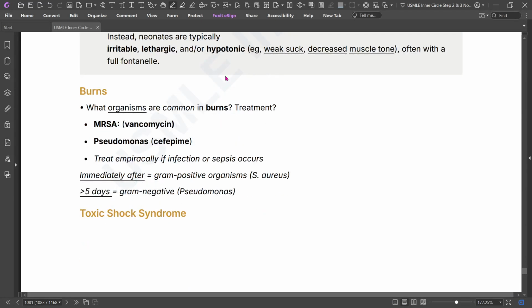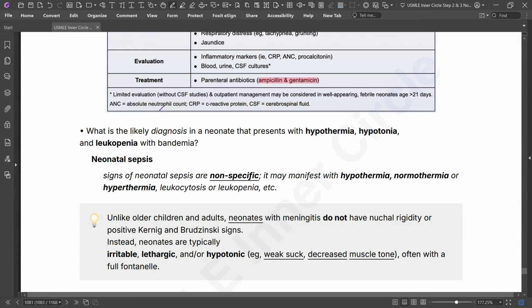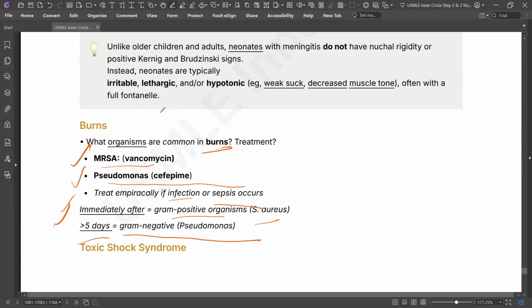Now, burns. What are the most common organisms for burns? MRSA, treat with vancomycin, and Pseudomonas, treat with cefepime. Treat empirically if infection or sepsis occurs. Gram-positive organism, Staph aureus, appears immediately after the burn, and gram-negative Pseudomonas appears after about 5 days.